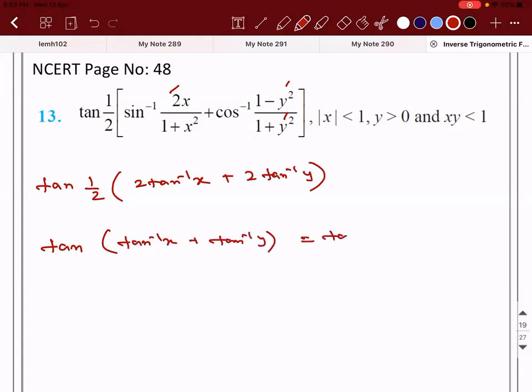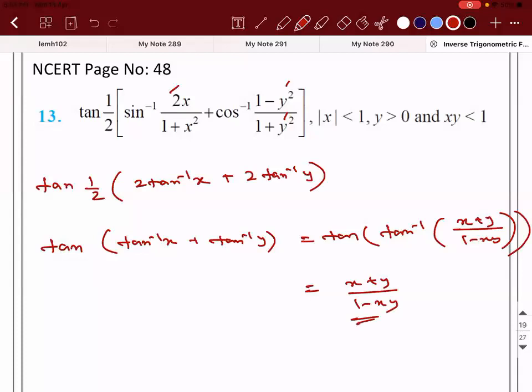So what is the formula, guys? Tan inverse of x plus y by 1 minus xy. So what is the answer? x plus y by 1 minus xy. This is the simplest one. That's it. Okay. They gave it in a complicated form only to confuse you. Simple answer. So the last property is very important, guys.